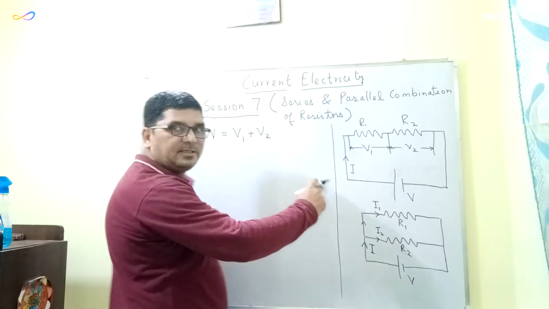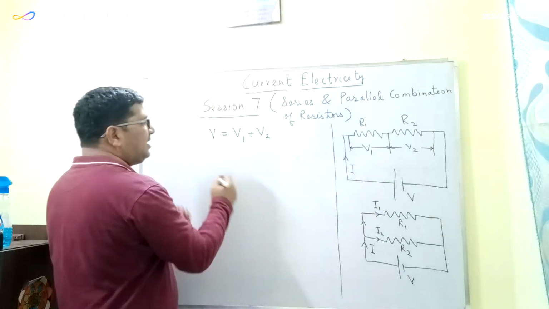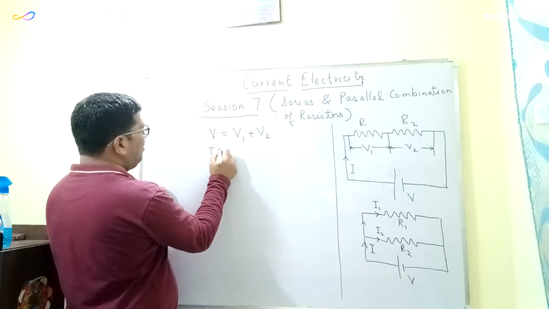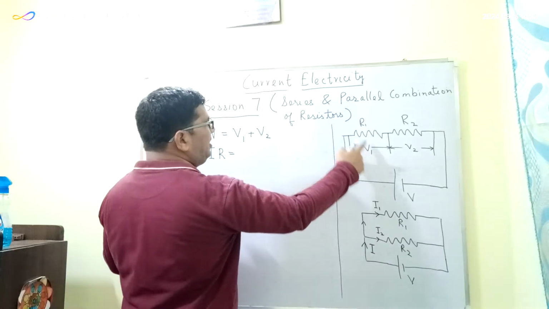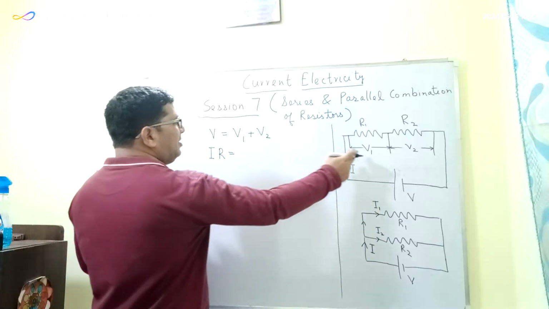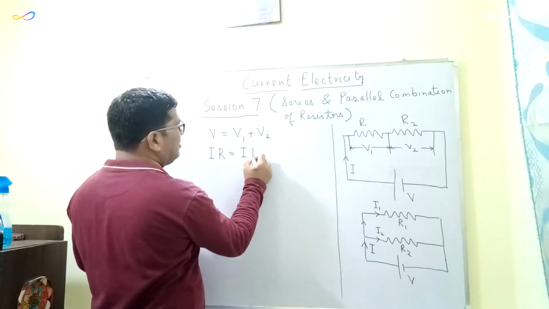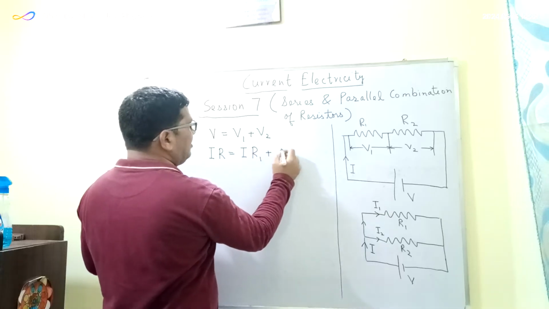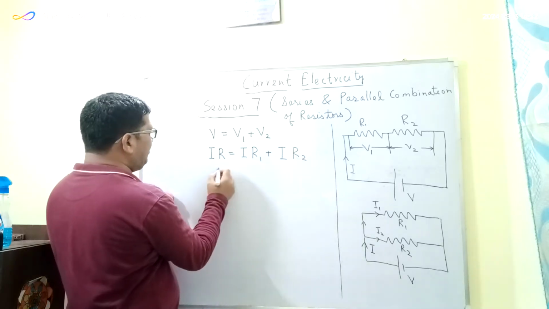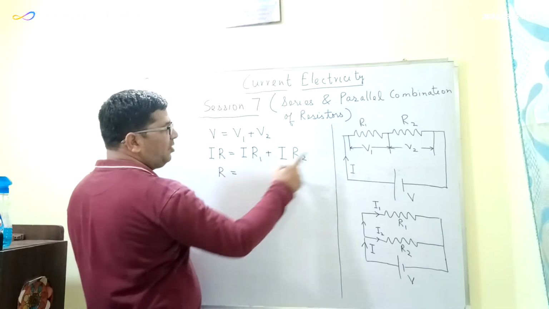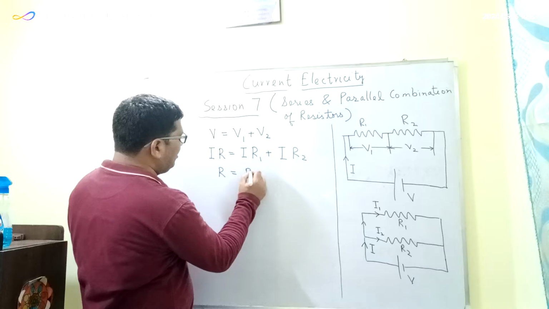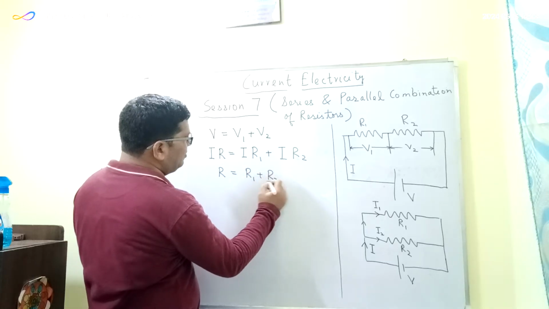So if the equivalent resistance of this circuit is R, then we can write this equation as V is equal to IR, and this will be equal to, now V1 is equal to what? The current in both the resistors will be the same. So V1 will be equal to I R1 plus V2 will be equal to I R2. So from this relation we get that the equivalent resistance of a series circuit is equal to R1 plus R2 and so on.